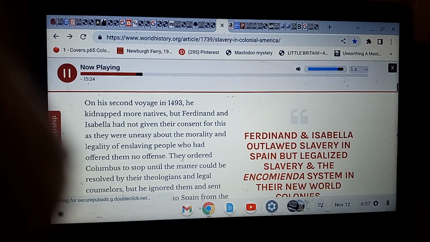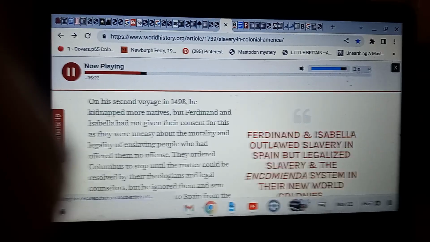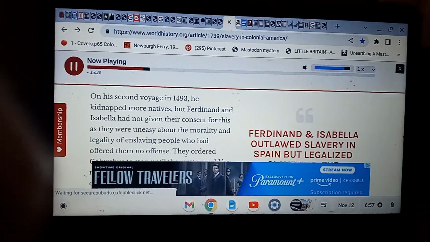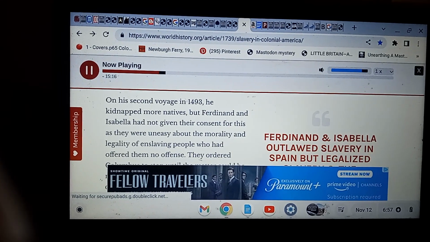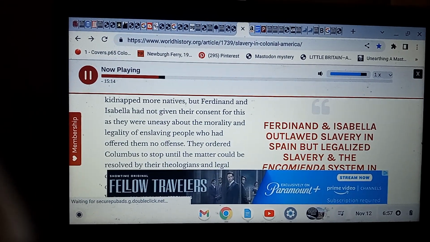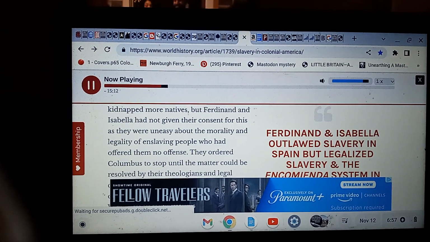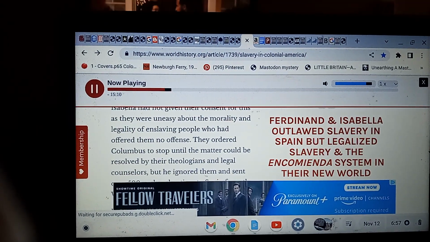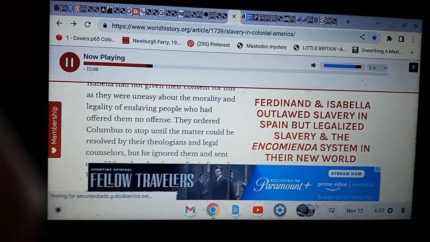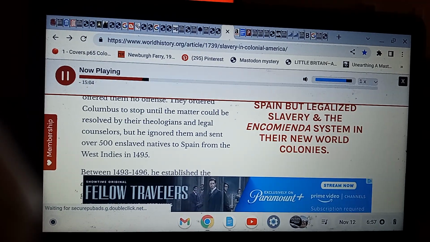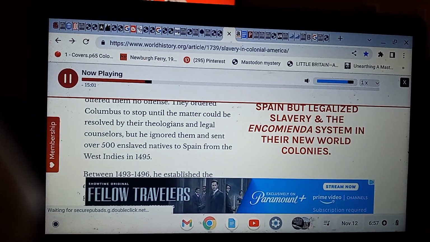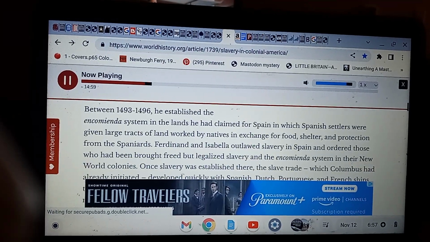On his second voyage in 1493, he kidnapped more natives, but Ferdinand and Isabella had not given their consent for this, as they were uneasy about the morality and legality of enslaving people who had offered them no offense. They ordered Columbus to stop until the matter could be resolved by their theologians and legal counselors, but he ignored them and sent over 500 enslaved natives to Spain from the West Indies in 1495.